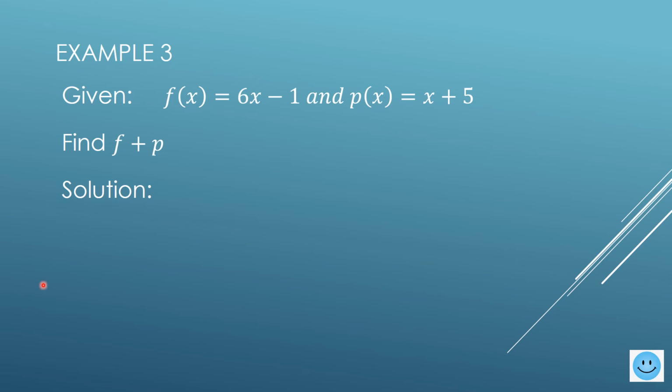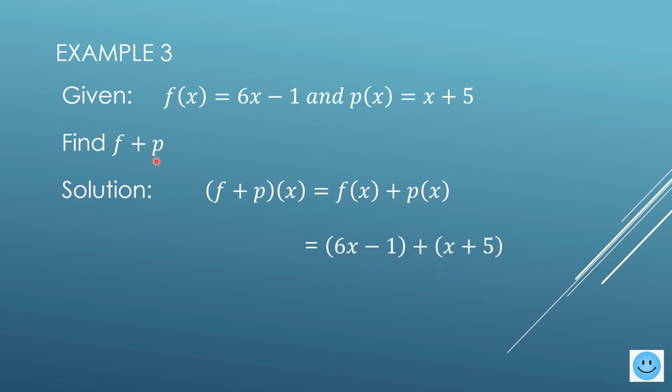Next, let us have example number 3. Given f of x equals 6x minus 1 and p of x equals x plus 5. Find f plus p. So for the solution, write out the function. We have the definition f plus p of x equals f of x plus p of x. And then substitute the functions. So we have 6x minus 1 plus x plus 5.